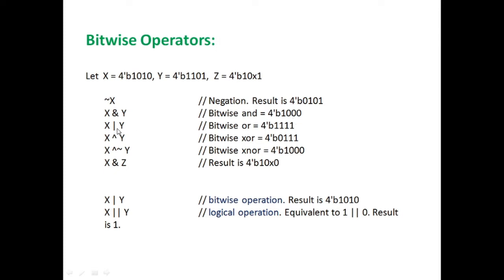So this is x bitwise or y, x exclusive bitwise or y, x bitwise exclusive nor y, x bitwise and z. So this is how I am able to get the outputs, and the difference is that for a logical operator we are using the double or symbol, and for a bitwise operator we are going to use the single or symbol. That's it. It makes a difference.